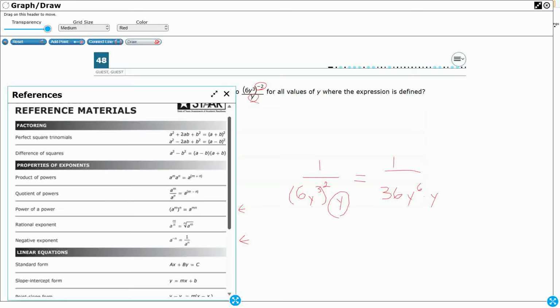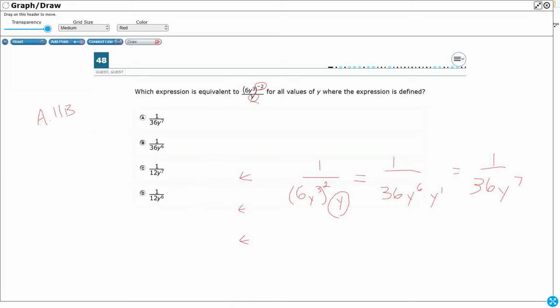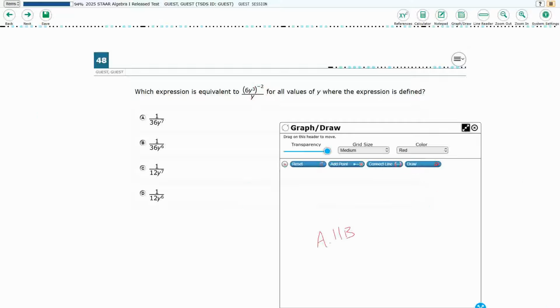So now I've got the product of powers. I've got y to the 6 times y. This ends up being y to the 1. You end up adding them together, 6 plus 1. 1 over 36 y to the 7. So we needed to use a negative exponent, that power of a power, and the product of powers to get our answer of 1 over 36 y to the 7th.